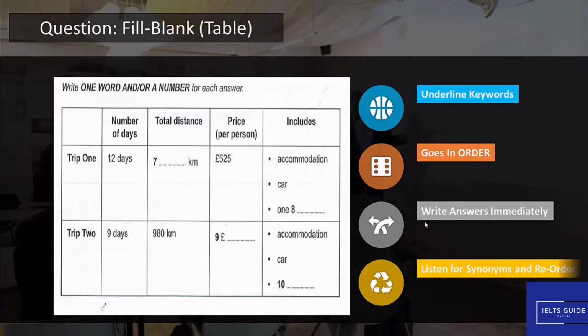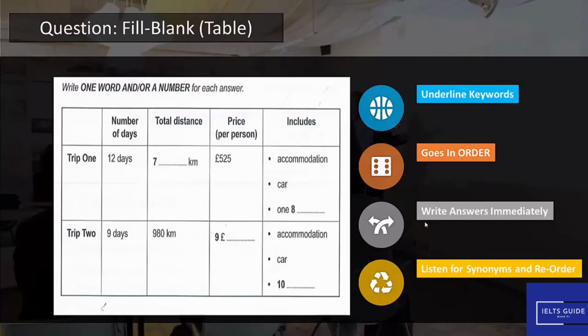The other question type that we have to deal with is a fill the blank question that is in a table. Again, it's still a straightforward fill the blank question, but in table format. Here, for number 7 on the screen, it says kilometers, so you're going to be listening out for a certain number. In the next lecture, we're going to explain the tricks and the traps that they use that make these questions somewhat challenging.